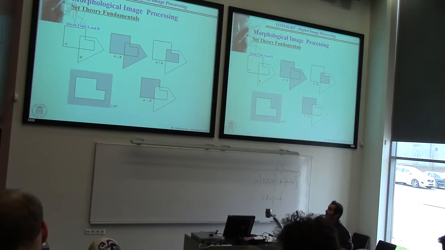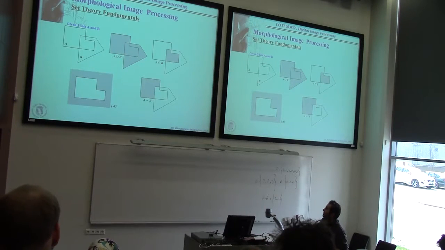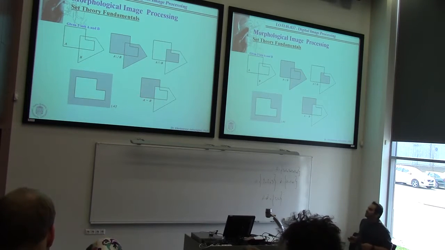For example, in these sets, if we want to find the union of them, we have to fill out both of them. This part is the intersection of A and B. The A complement is the outer part of A, and A minus B is just the remaining part.